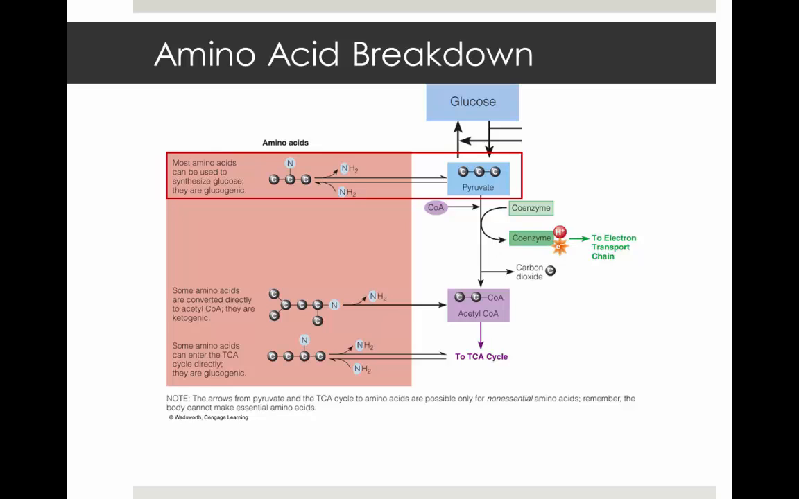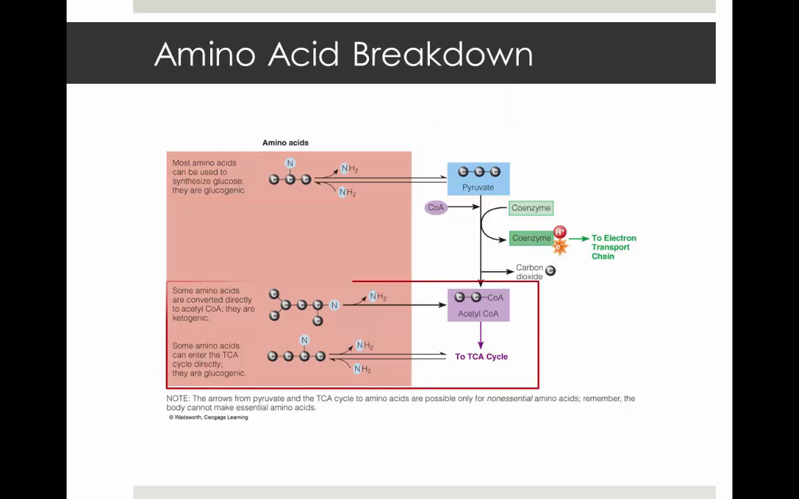Some cells require glucose exclusively, so this is an important fact because in the absence of glucose, amino acids will be converted into glucose. The amino acids that enter the Krebs cycle or are converted to acetyl-CoA are called ketogenic. And one important point to note is that these amino acids must go through a chemical change before they can enter any of the pathways.